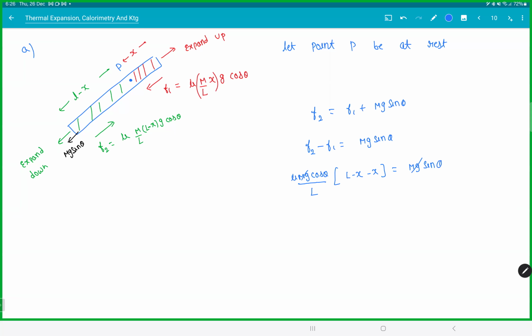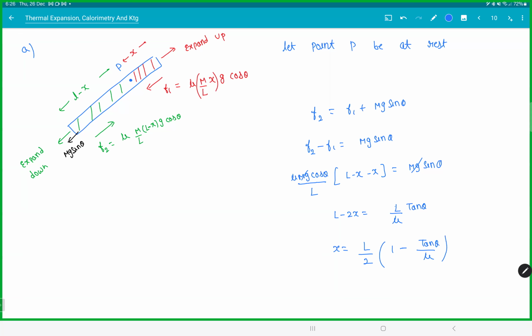Mg goes off. L minus 2x is equal to L by mu tan theta. Send x to that side, so you'll get L into 1 minus tan theta by mu.